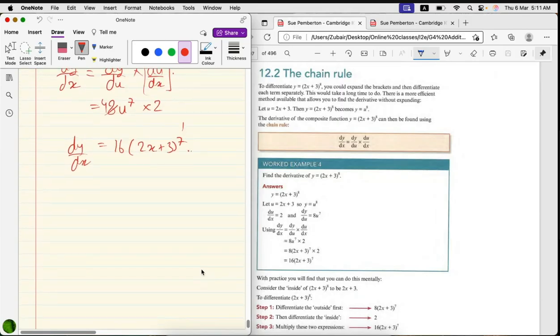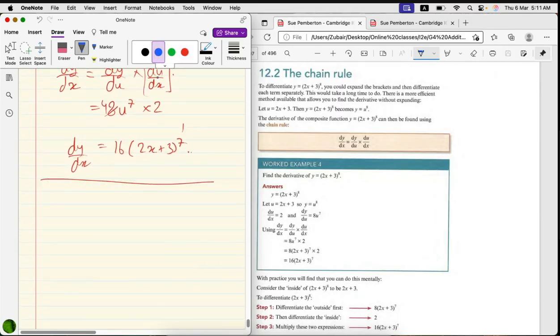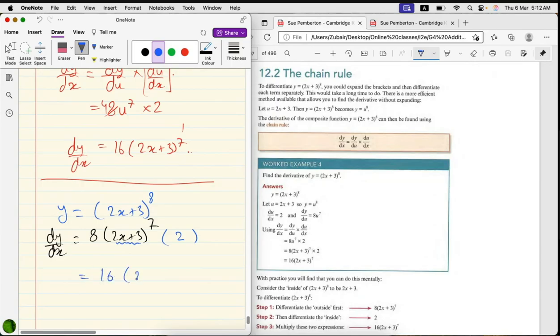Okay. Yes. Now we can avoid this and follow the generic rule that y is equal to 2x plus 3 raised to power 8. So when we differentiate it, dy by dx, we will first deal with the power only. This is 8(2x plus 3)^7. Now we will deal with whatever is inside the bracket and multiply with its differentiation. That is 2 in this case. So 16(2x plus 3)^7. First we deal with the power, then whatever is inside the bracket.